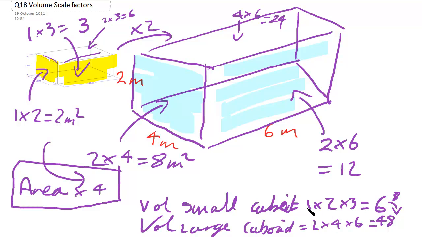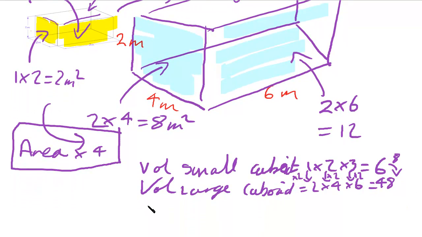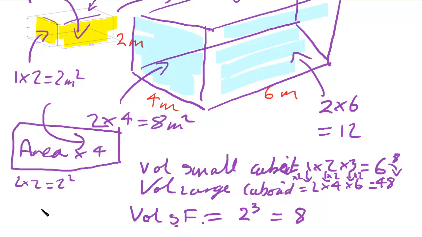Now what you will notice is this has been increased by a factor of 2, this has been increased by a factor of 2, and this length increased by a factor of 2. So the overall increase is a 2 times 2 times 2 factor, which is actually 2 cubed. So the volume scale factor equals 2 cubed, which is equal to 8. For the area, each of the lengths were doubled, so it's 2 times 2, which is equal to 2 squared. So the area scale factor was 2 squared, which gave us 4.